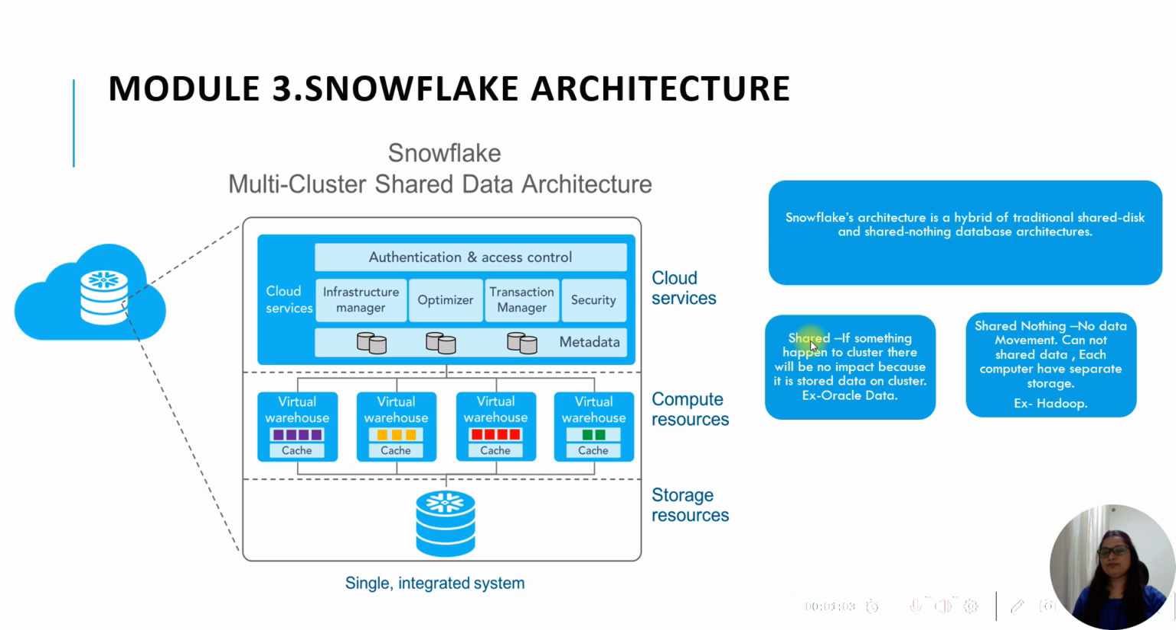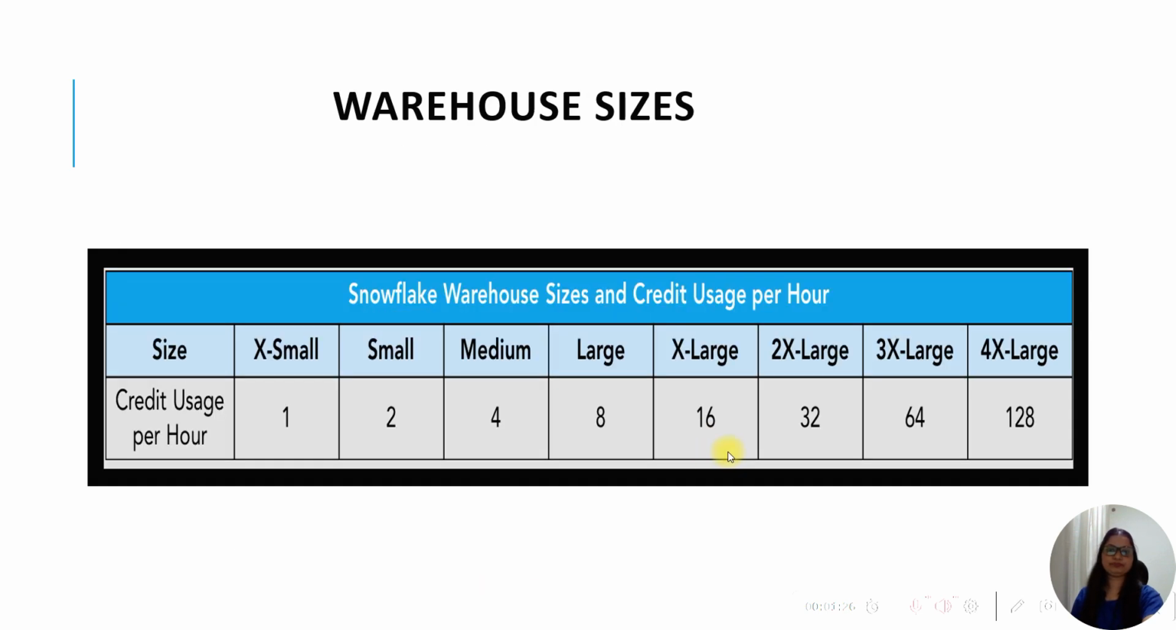And if you see the difference between shared and shared nothing, in the shared, if something happens to the cluster, there will be no impact because the data is not stored on the cluster. For example, Oracle data. In shared nothing, no data movement is there, so it cannot share the data, and each computer has separate storage, for example Hadoop.